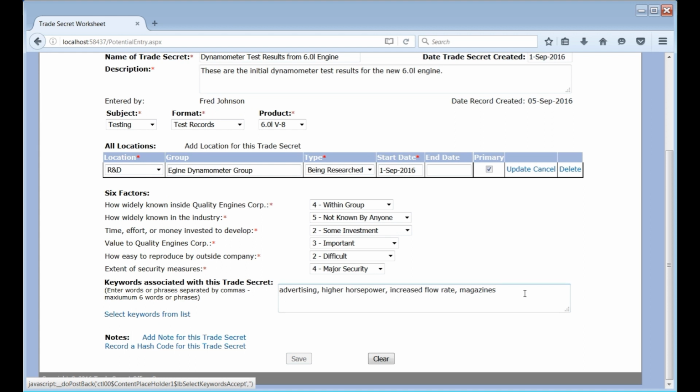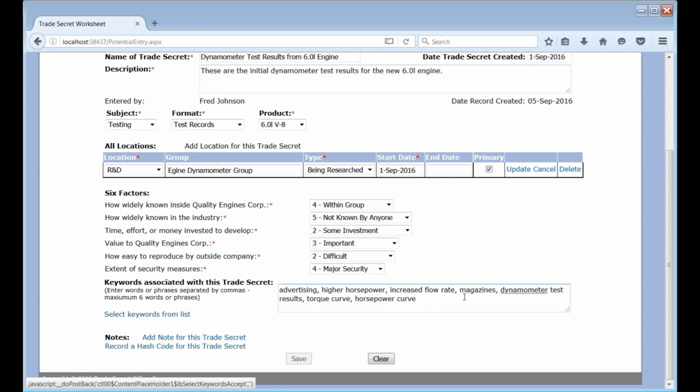Normally in a database, you either select or you type things in. Here we can do both. So I'll add in dynamometer, test results, and I'll put in here torque curve, and I'll put in horsepower curve. Okay. Now that's 7. It says 6.